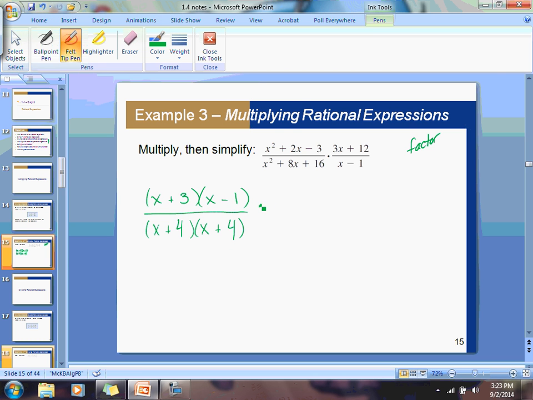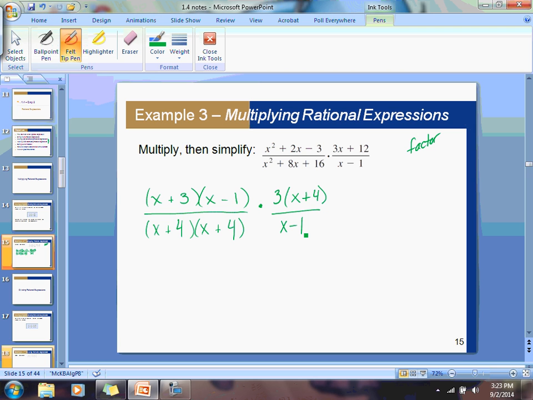And then in my second fraction, I have a binomial over binomial, and in the binomial in the numerator, I can take a GCF out of there. So don't forget that that is a way to factor as well, just by taking out the GCF. So that'll get me a 3 times x plus 4. And then in my denominator, I can't do anything, so I'm just going to leave it as x minus 1.